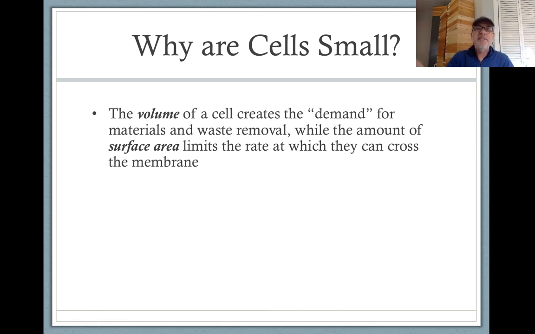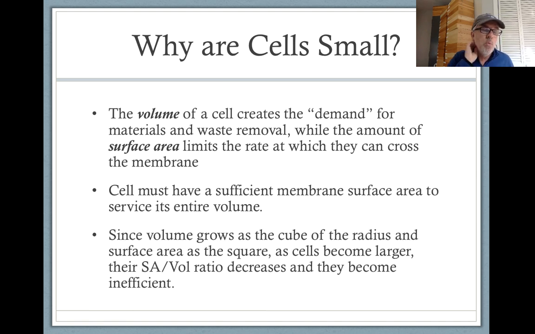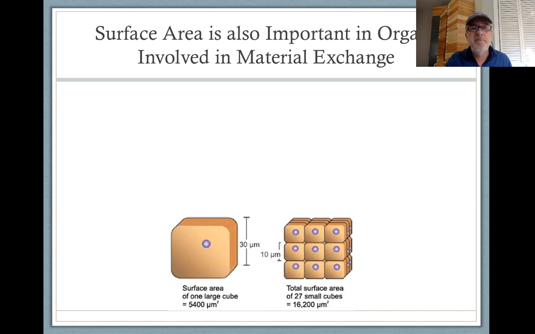But the amount of surface area on the surface of the cell limits the rate at which materials can cross the membrane. Cells have to have sufficient membrane surface area to be able to serve the entire volume. Well, here's a weird mathematical fact. The ratio of surface area to volume decreases as cells become larger. The larger you get, the relative amount of surface area per unit of volume gets smaller, and therefore large cells wouldn't have enough surface area to get the supply of inputs to be able to survive.